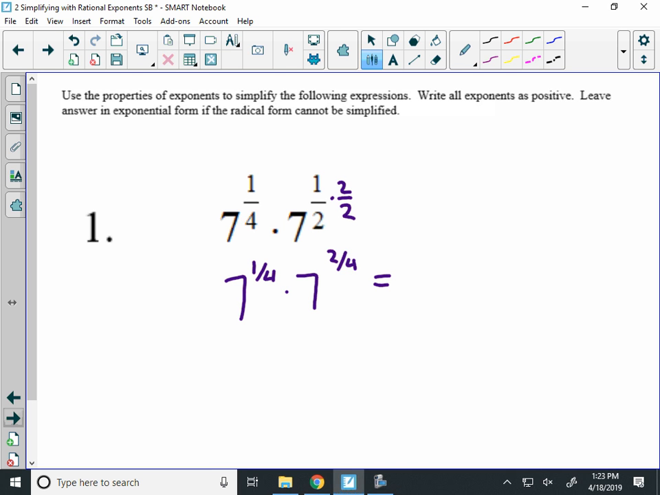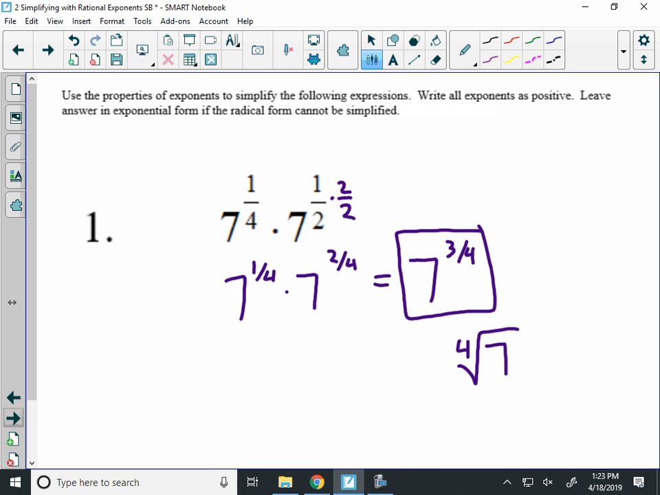Now what's 1/4 plus 2/4? 3/4. And that's how we're going to leave our answer. The directions say to leave it in exponential form. You don't have to write it as a root. Now you could, what would this be if you wrote it as a root? Not the cubed root, hold on, the denominator. This would be the 4th root of 7 cubed. You could write it like that, but we want the exponent. Okay, but just so you know, that's the 4th root of 7 cubed.